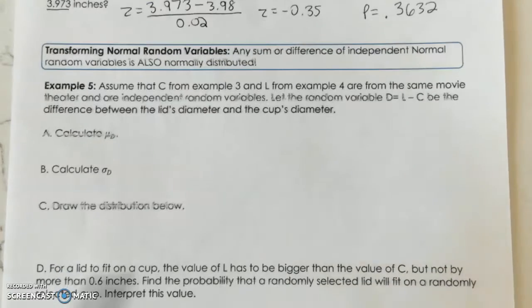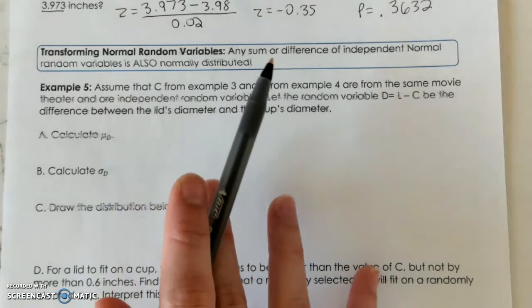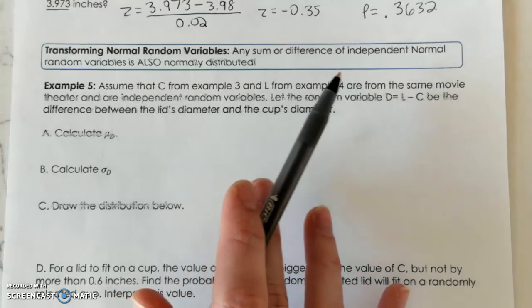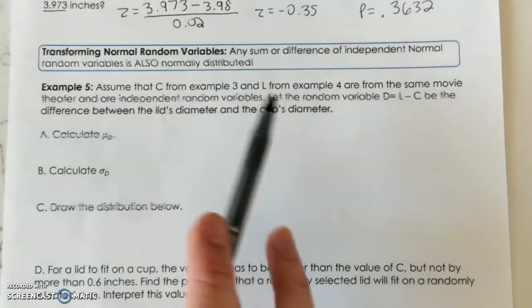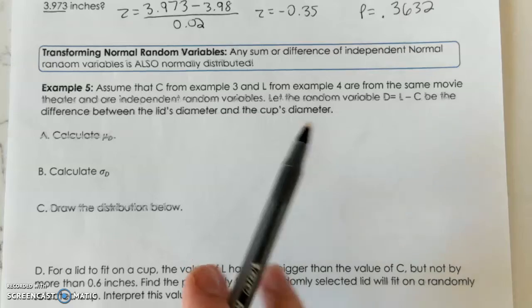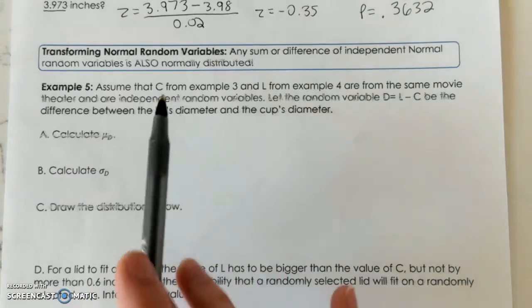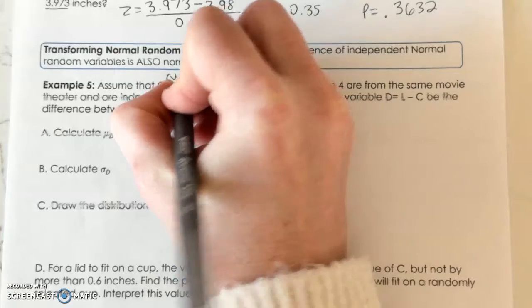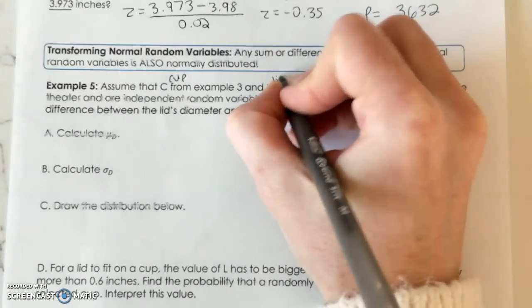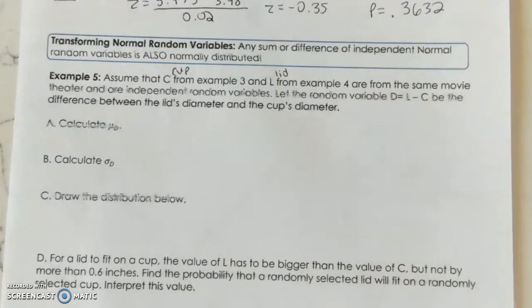All right, now you get to find out what all this normal distribution review has to do with anything. All right, transforming normal random variables. Any sum or difference of an independent normal random variable is also normally distributed, meaning we can use our table A. So assume that C from example 3, the cup, and L from example 4, the lid, are from the same movie theater and are independent random variables.